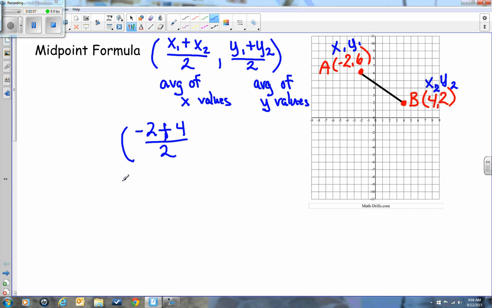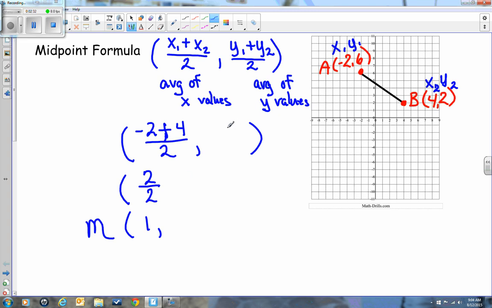Let's continue on with our x's just so we can finish that off, okay? -2 plus 4. Well, -2 plus 4 is 2. And it's still over 2. This is 2 divided by 2. Well, 2 divided by 2 is 1. So we're finished finding our x value for the midpoint. We'll call this m for midpoint.